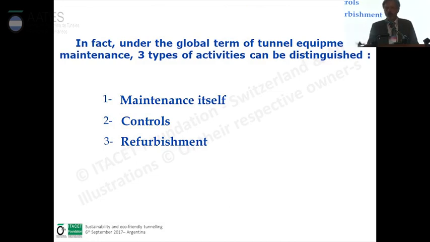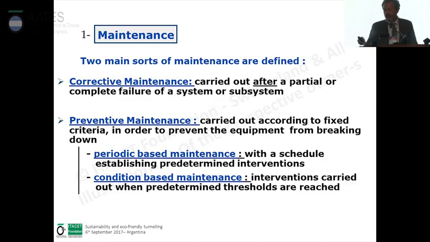Usually, in all the different regulations, 3 types of activities can be distinguished. What I call maintenance: globally, there is maintenance itself, then controls, and then refurbishment. And we have to pay attention to all these 3 types of activities.